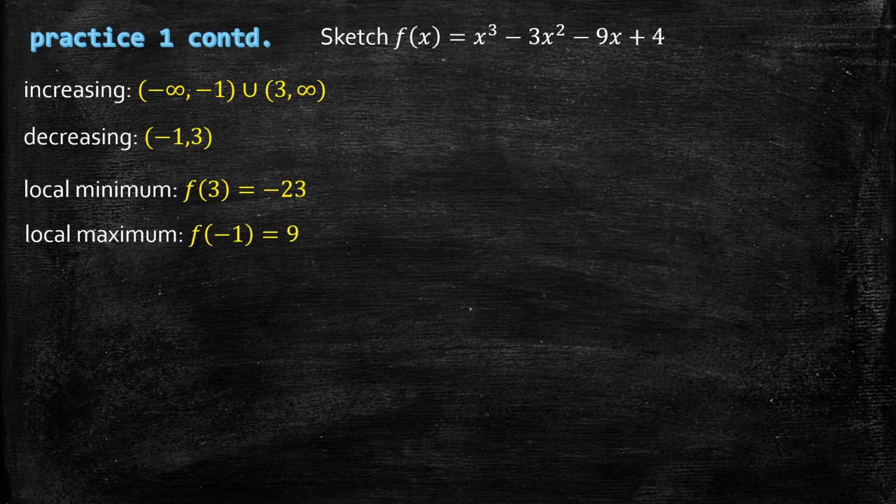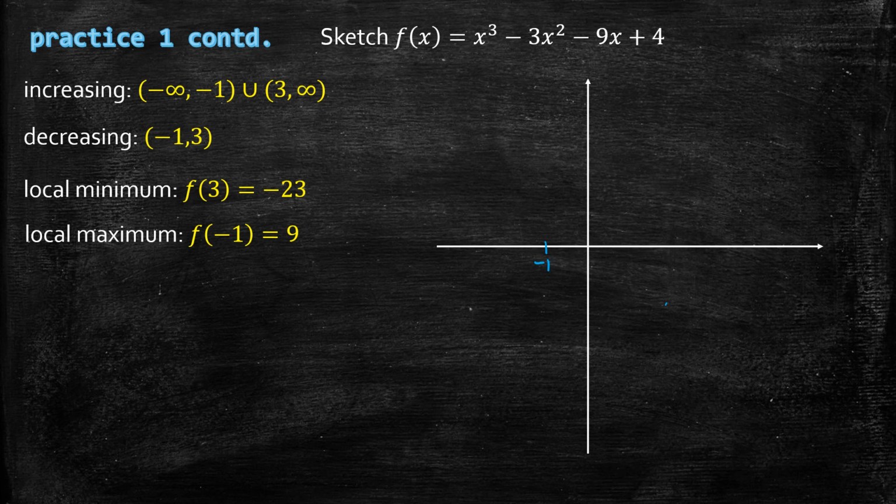So let's now put all this analysis into creating a sketch of the function. It's always good to start with the local max and mins first. So at -1, if you plug -1 into the function, you will get 9. You can confirm that for yourself, but we have a local max there. And at x equals 3, this is not drawn to scale, we have a local min.